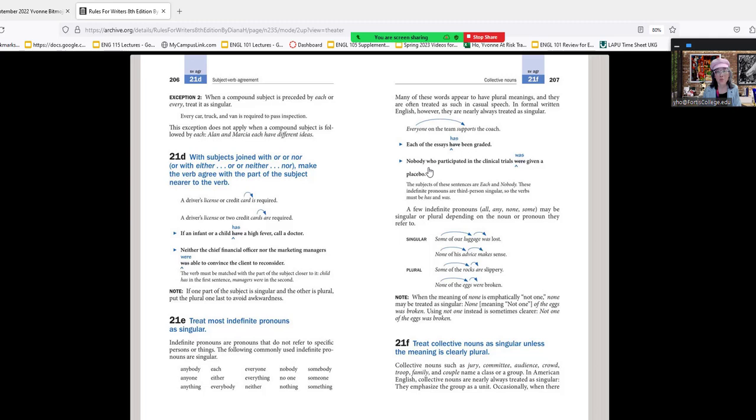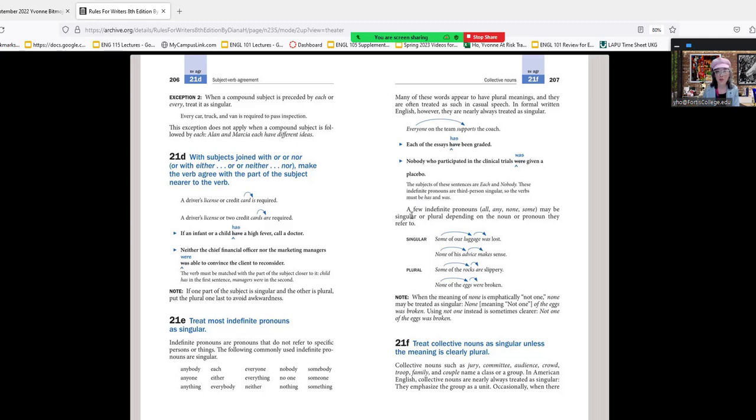Nobody who participated in the clinical trials was given a placebo. So the subjects of these sentences are each and nobody. These indefinite pronouns are third person singular, so the verbs must be has and was.